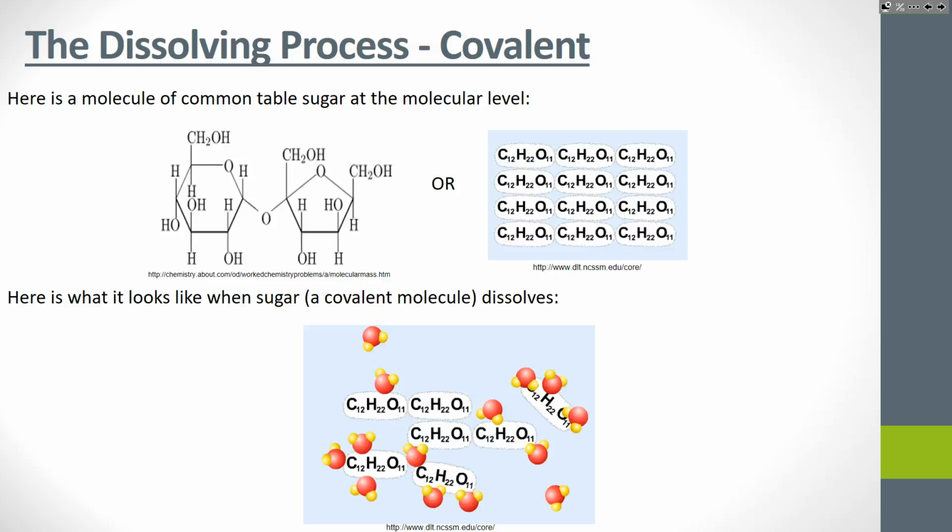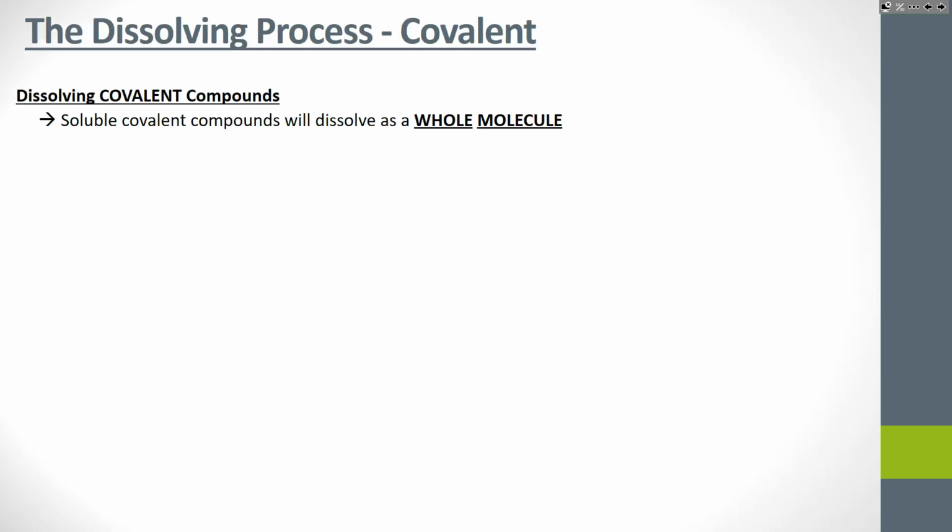The molecules stay together, but the molecules get pulled out of the crystal as a whole molecule, whereas NaCl didn't get pulled out as NaCl, it got broken into Na's and Cl's. These molecules stay together. And you'll notice that it doesn't really matter which side of the water molecule is attaching, because there's just a slight attraction between charged and neutral things. So when we dissolve covalent compounds, there's actually no dissociation.